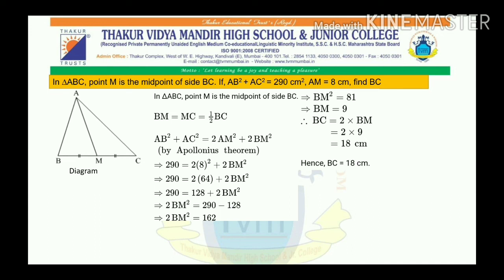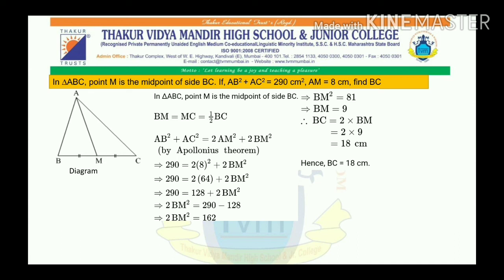Now the next question is, in triangle ABC, point M is the midpoint of BC. If AB square plus AC square is equal to 290 centimeter square, AM is equal to 8 cm, find BC. So here in this case, same thing, we need to find out the total length if partly is given or some information is given. So BM is equal to MC is equal to half of BC, as per the information given that M is the midpoint of BC.